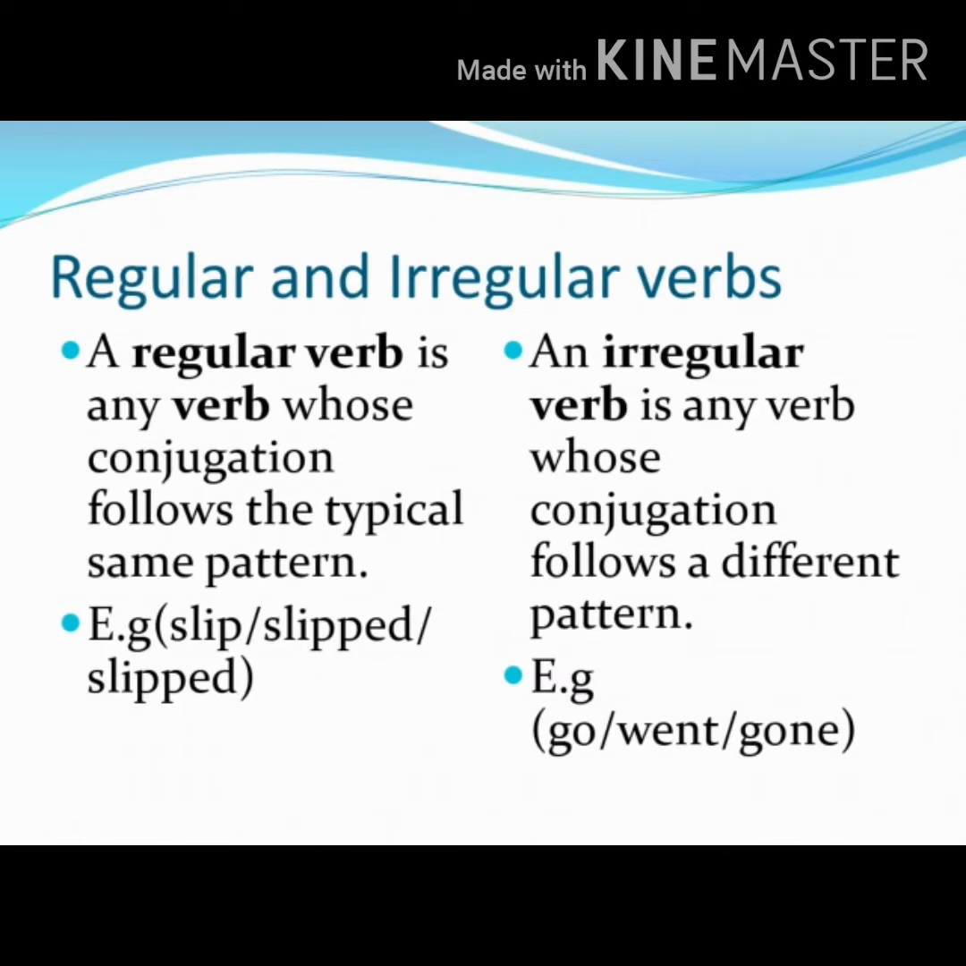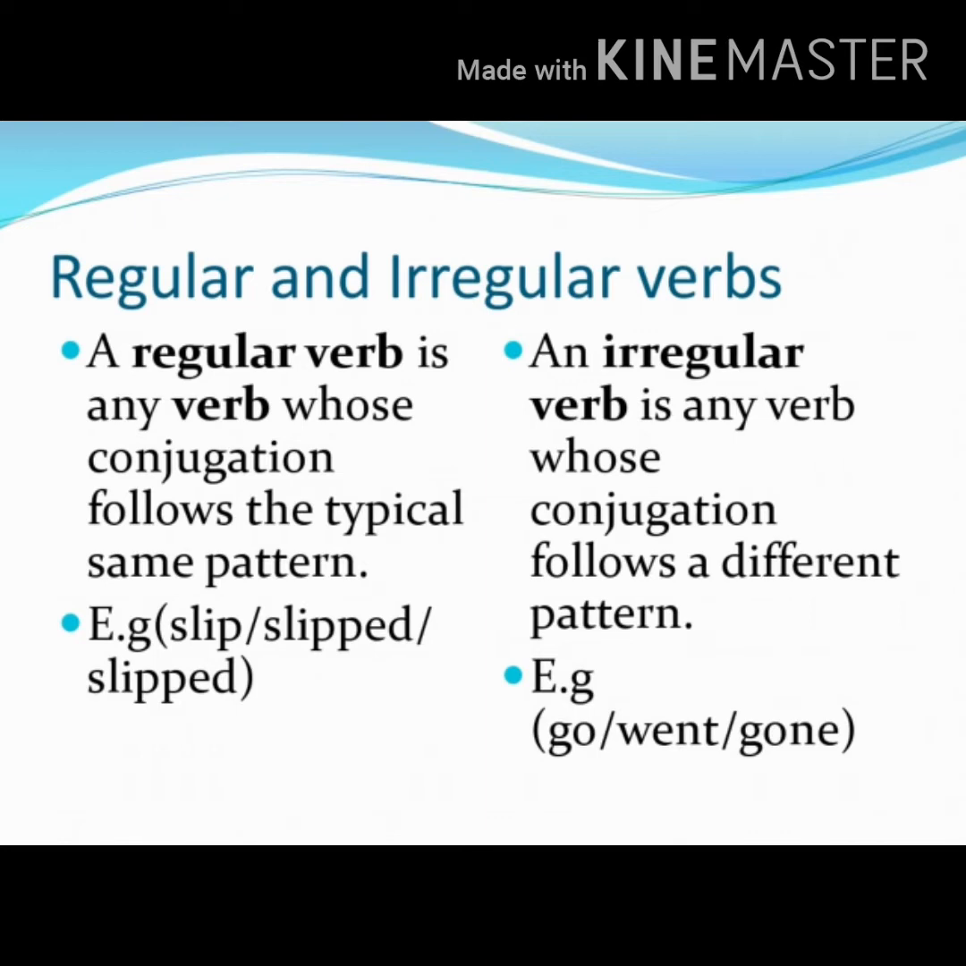Well, students, you can see the definition of regular verbs on the screen. A regular verb is a verb whose conjugation follows the typical same pattern by adding d or ed. The example shown on the screen is slip. This is the first form, or the present form, and the past form of slip is slipped, and the past participle form of slip is also slipped.